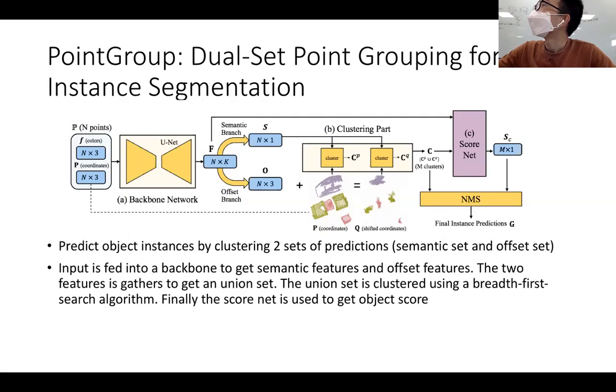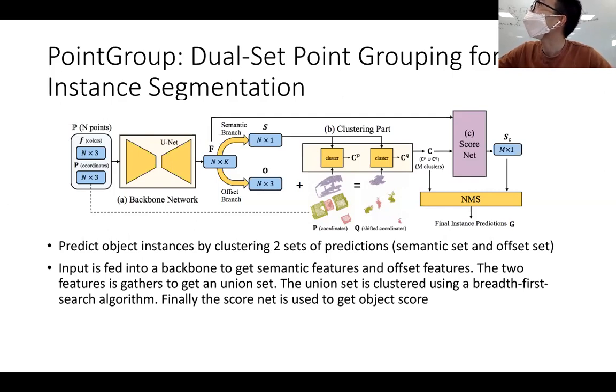From here, they predict two things. First one is the semantic branch. It means predicting the object class of every point. It is semantic segmentation, as I just told you. For example, for every point I predict that this point is a chair, another point is a table, another point is a television. So for every point, I assign it to a class.